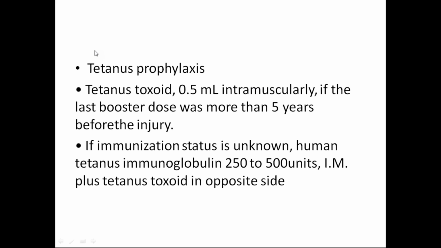In case of burn patients, tetanus prophylaxis should also be given. Tetanus toxoid: if the patient has had the last booster more than 5 years ago, then we should give 0.5 ml intramuscularly. If the immunization status is not known, then tetanus immunoglobulin of around 250 to 500 units intramuscularly, along with tetanus toxoid on the opposite side, should be given.